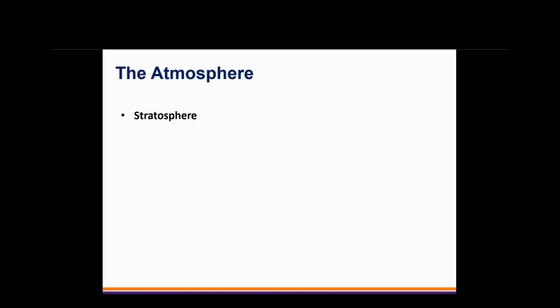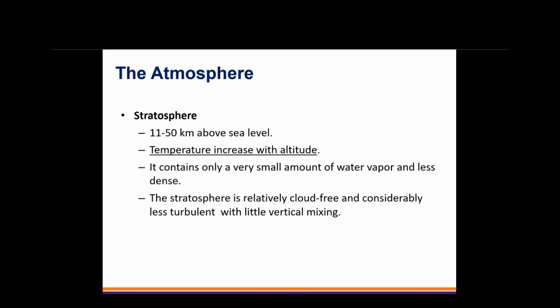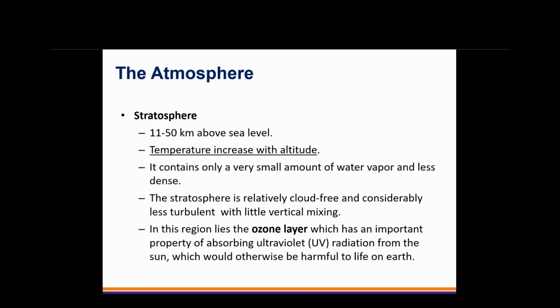Okay, the next layer is the stratosphere. It's about 11 to 50 kilometers above sea level, and the temperature increases with altitude. It contains only a small amount of water vapor and is less dense, and the stratosphere is relatively cloud-free, with less turbulence and less mixing. The purpose of this layer is to protect the surface from the UV radiation from the sun.